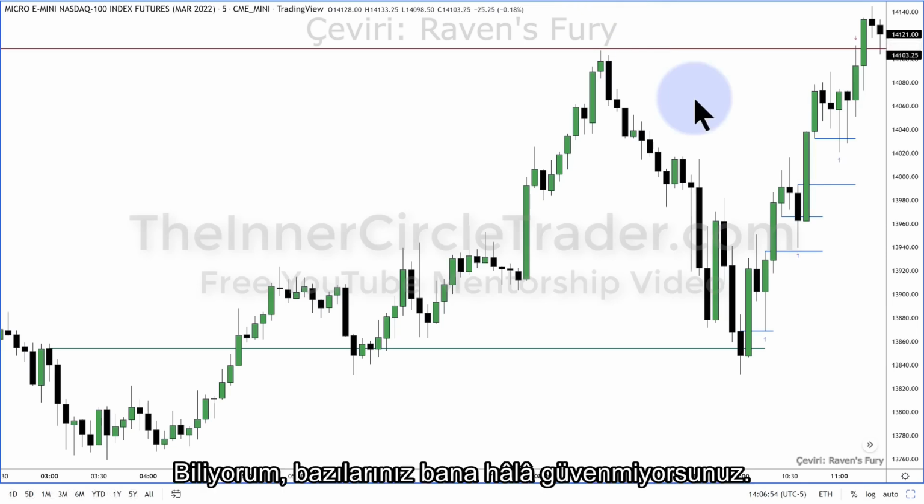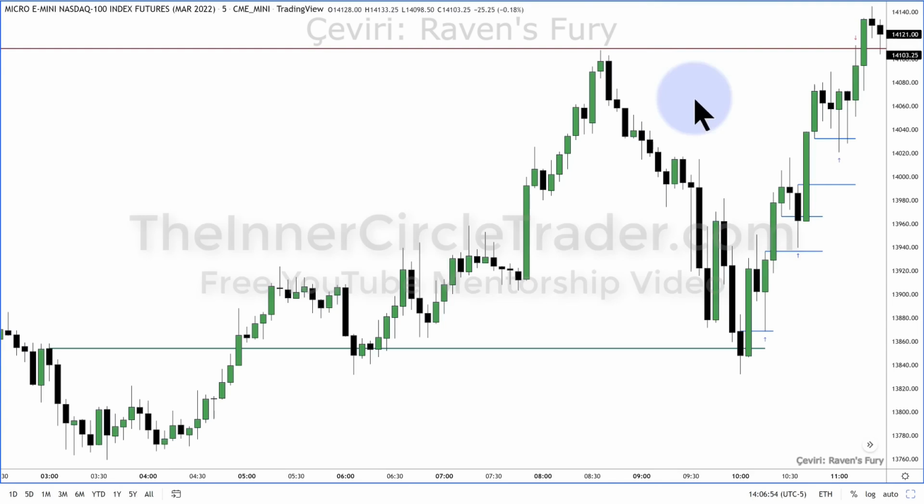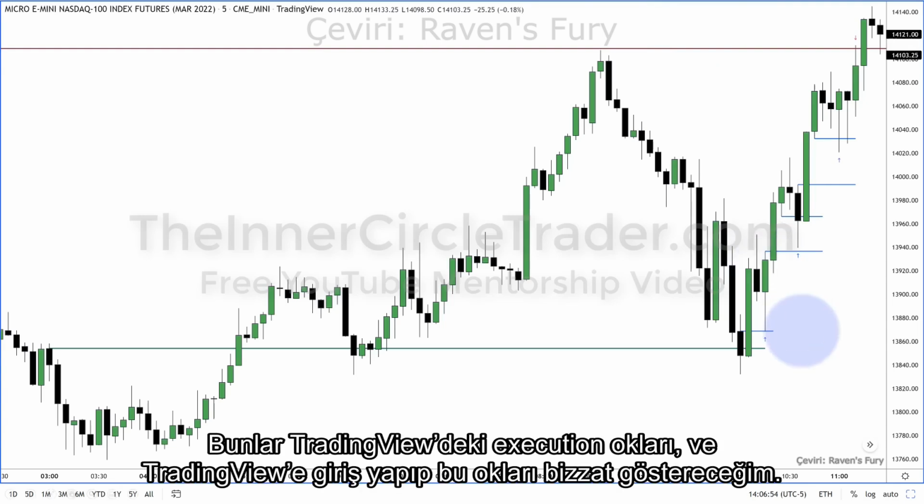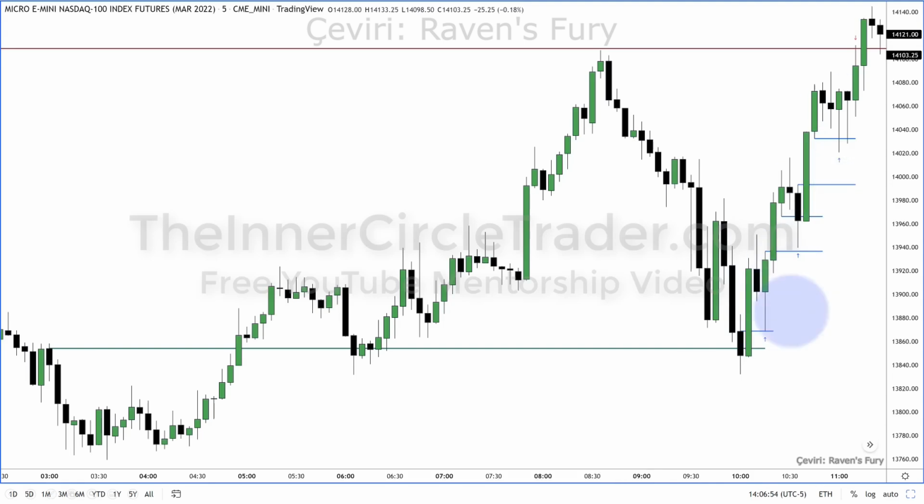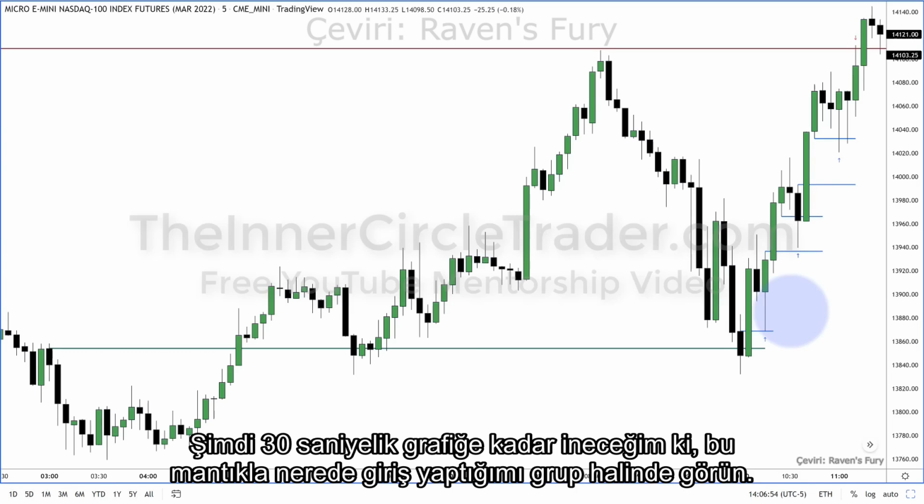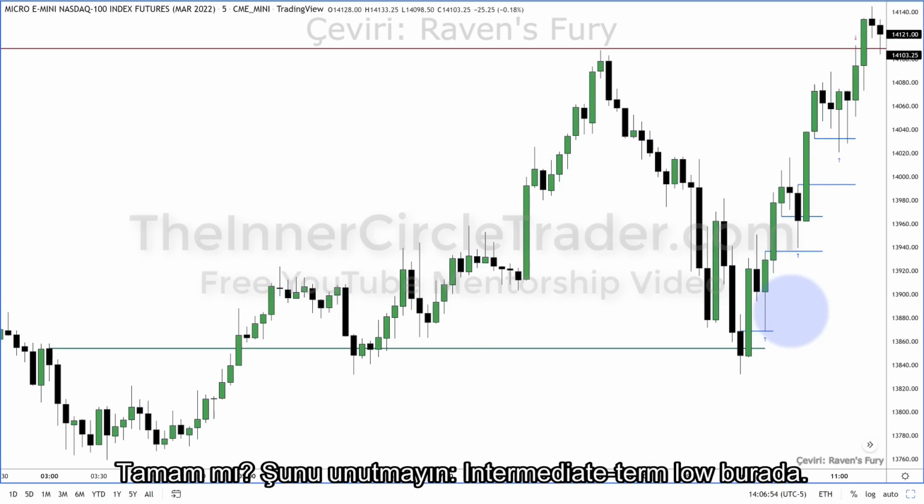Now, I know some of you just don't trust me. These are TradingView execution errors, and I'm going to log in to TradingView and actually show you by highlighting these actual arrows. But I'm going to take you down into the charts, all the way down into a 30-second chart, so you can see the grouping of where I actually entered with this logic.